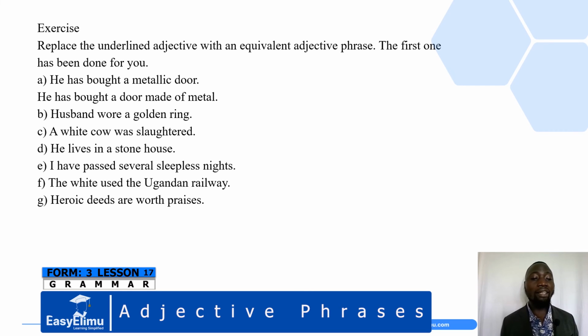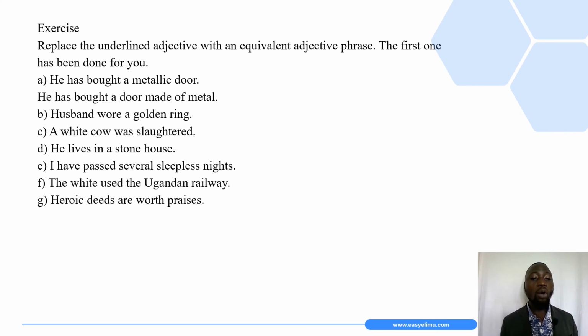The second last question: the white used the Ugandan railway. And again, if we rewrite the sentence replacing the underlined adjective with an equivalent adjective phrase, we have: the white used the railway running through Uganda. Then lastly, heroic deeds are worth praises. And the answer to that is, deeds of heroism are worth praises.